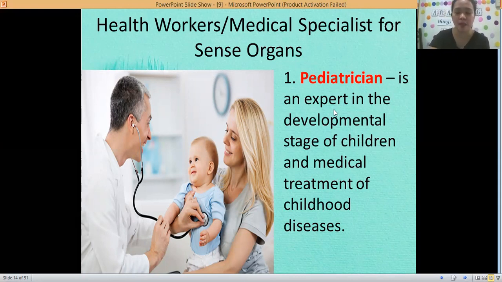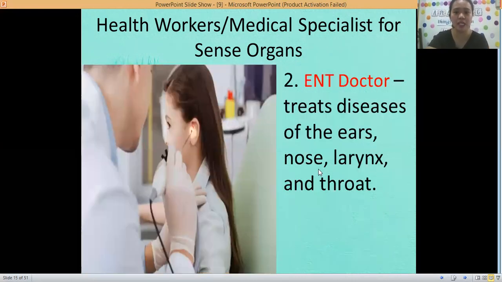Number one is the pediatrician. It is an expert in the developmental stage of children and medical treatment of childhood diseases. Number two, ENT doctor treats diseases of the ears, the nose, and the larynx and throat.